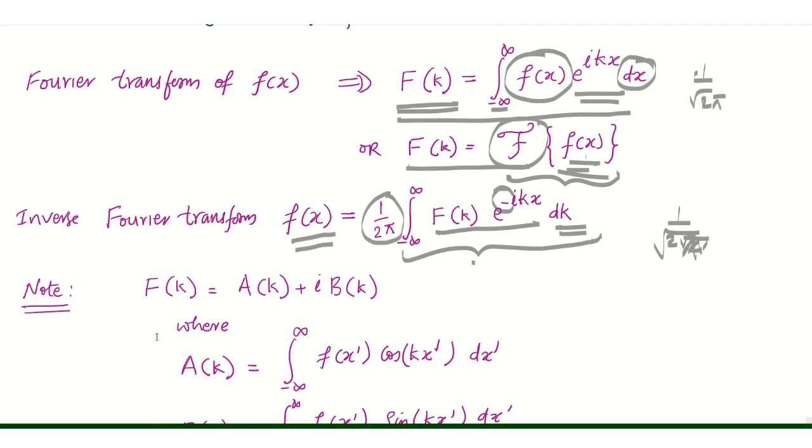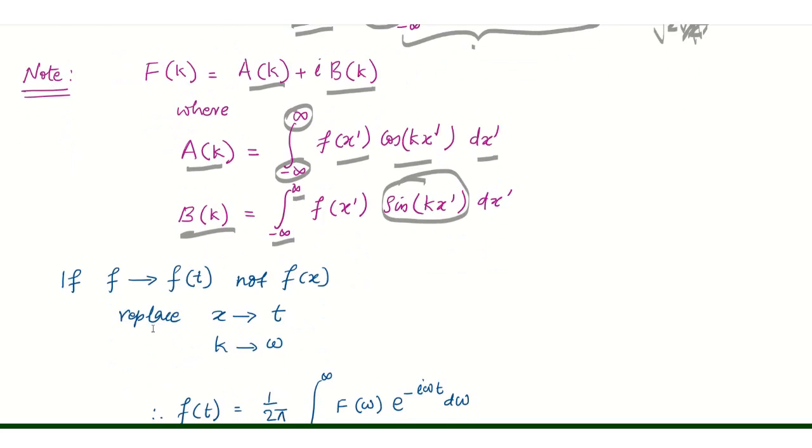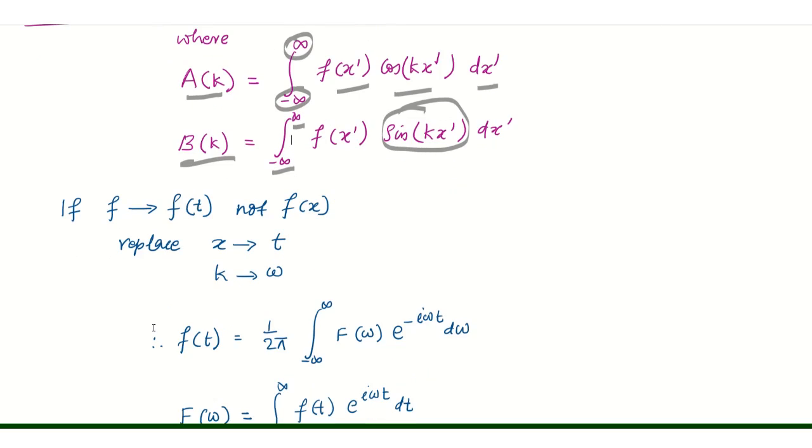Now, the Fourier transform is, in general, a complex function, A(k) plus iB(k), where A(k) is the integral from minus infinity to plus infinity of f(x) cos kx dx, and the imaginary part is the function multiplied by sin kx dx, integrated over minus infinity to plus infinity. These are some of the definitions which we assume that you are familiar with.